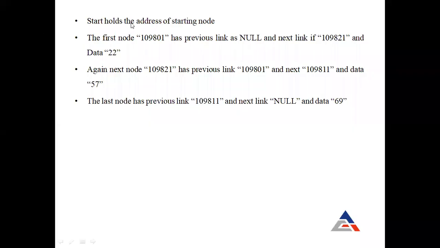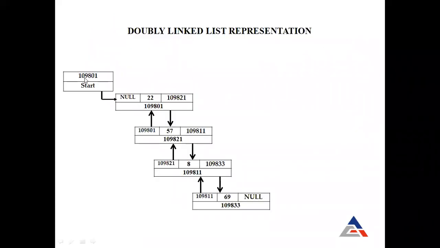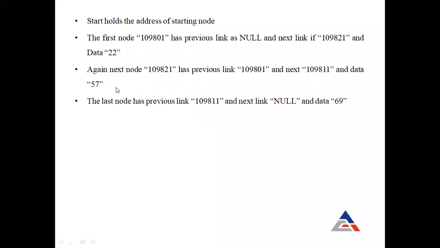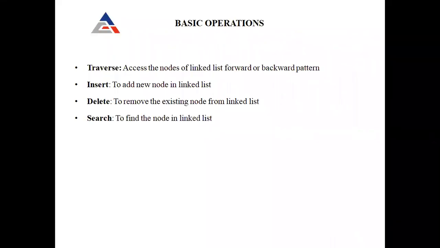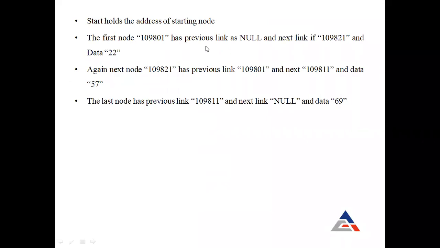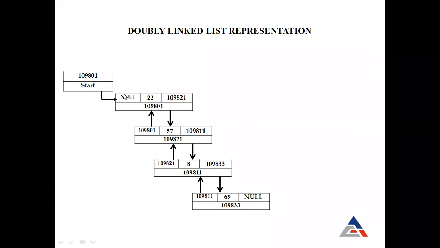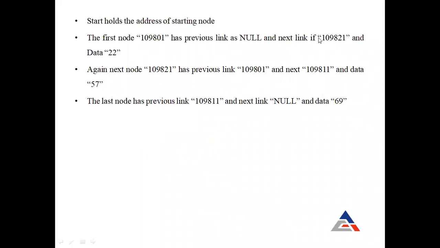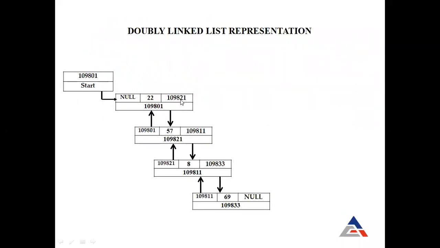Start holds the address of the starting node. The first node, 109801, has the previous link as null, and the next link is 109821, and the data is 22.